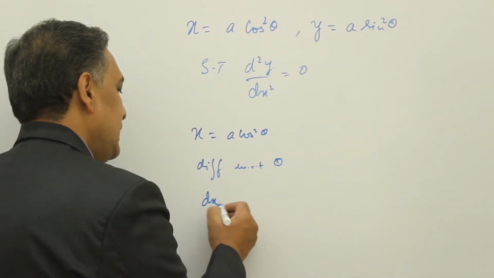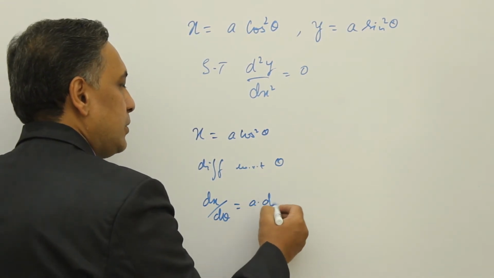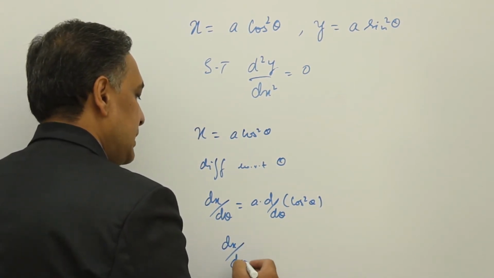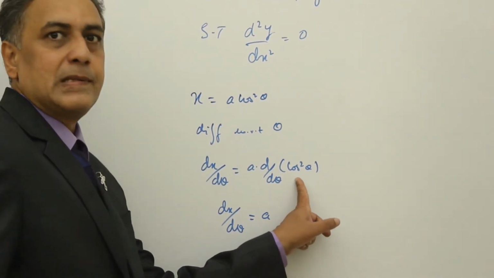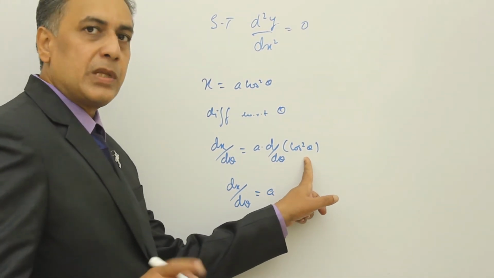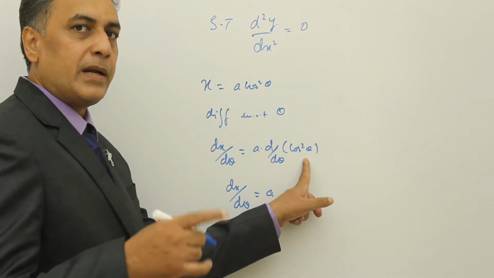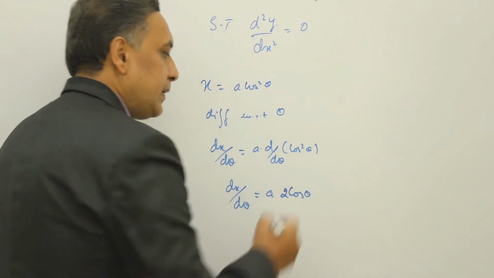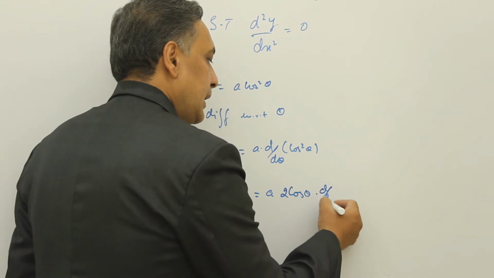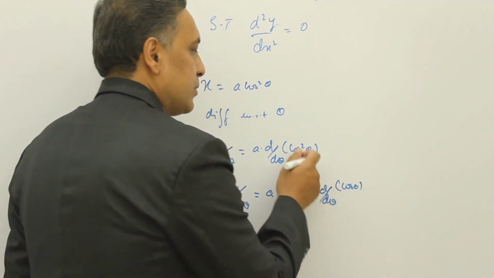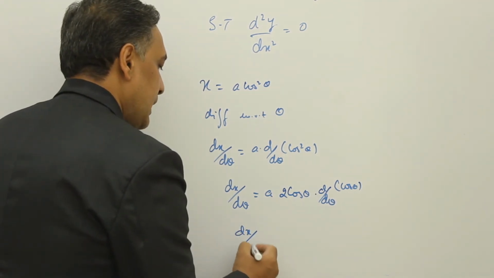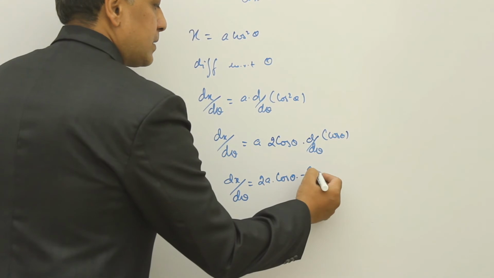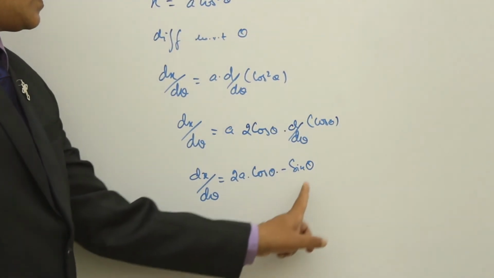Therefore dx by d theta equals a into d by d theta of cos square theta. You remember this is cos square theta, not cos theta, so this is similar to x to the power n. The derivative of x to the power n is n into x to the power n minus 1. So it becomes 2 into cos theta, since 2 minus 1 is 1, into, by the chain rule, d by d theta of cos theta. So dx by d theta equals 2a cos theta into minus sin theta, because the differentiation of cos theta is minus sin theta.